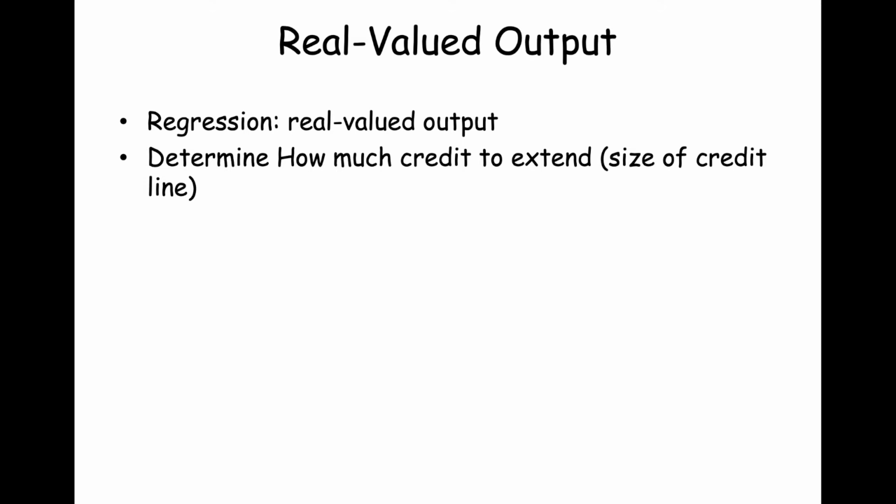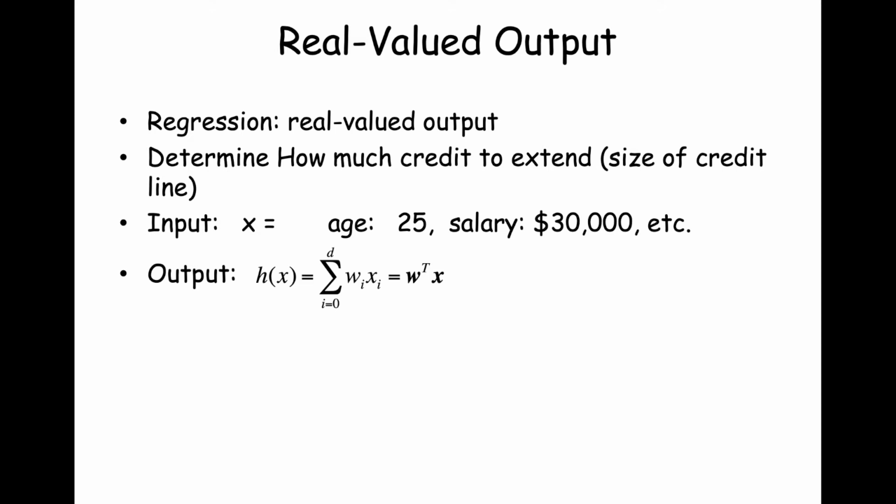What's the size of the credit line that we wish to extend to a person, versus should we approve him or her for credit or deny him or her credit? And so the input, again, is going to be the set of attributes that collectively describe the credit applicant, and the output is going to be the weighted sum for the augmented feature vector along with the augmented weight vector. But in this case, we just output the result of the inner product W transpose X, or the so-called score, instead of sign W transpose X.